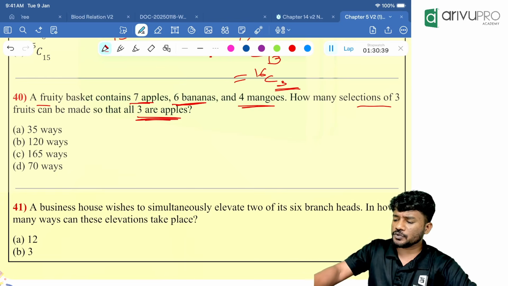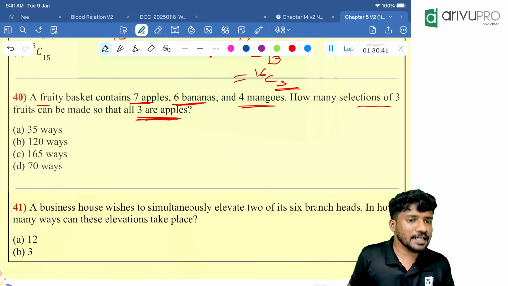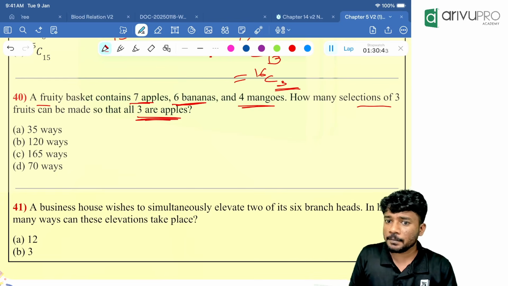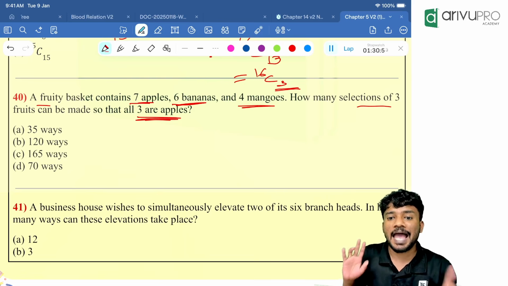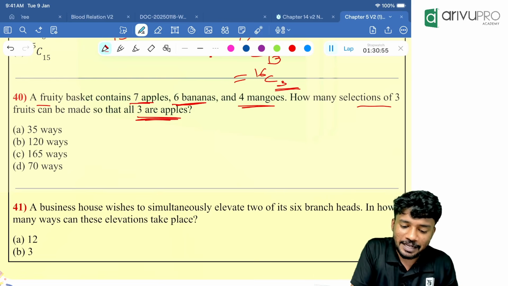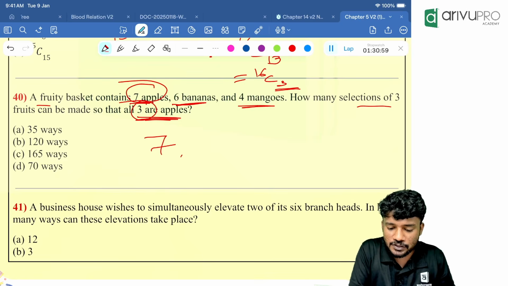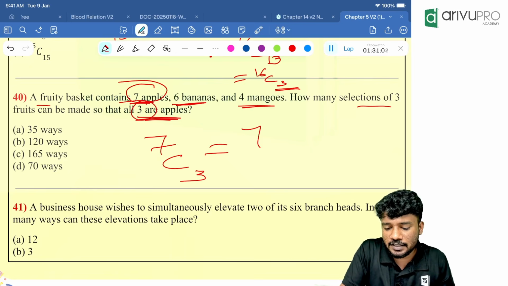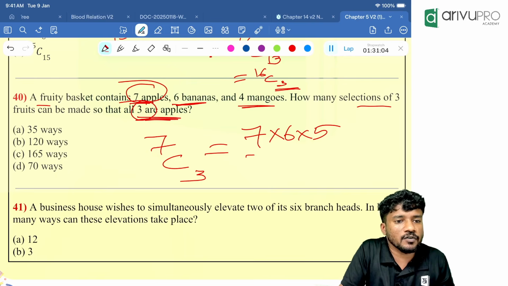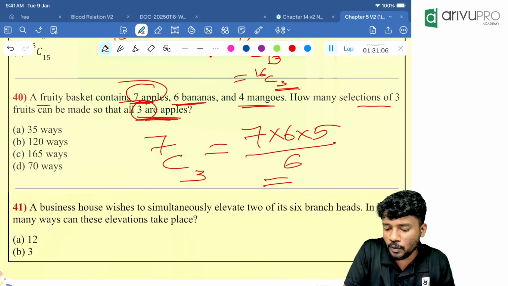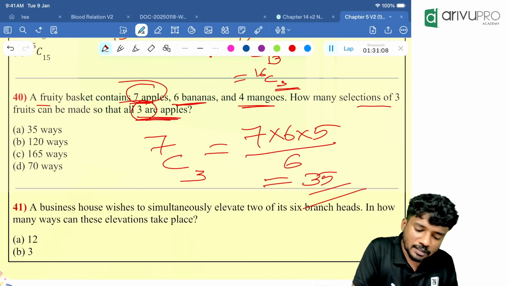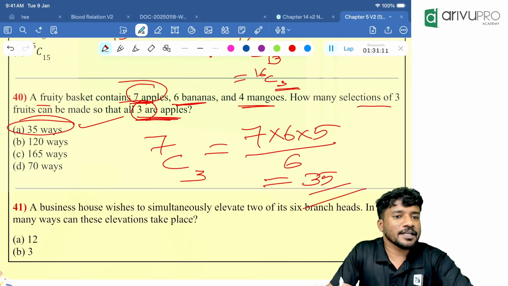People, first question I will ask you is, can I select apple from bananas? No. Can I select apple from mangoes? No. I can only select apple from what? Apple. Now people, how many apples are there in total? 7. How many should I choose? So answer is 7C3, 7 into 6 into 5 divided by 3 factorial. So answer is how much? 35 ways.